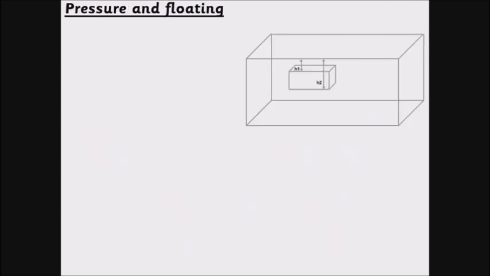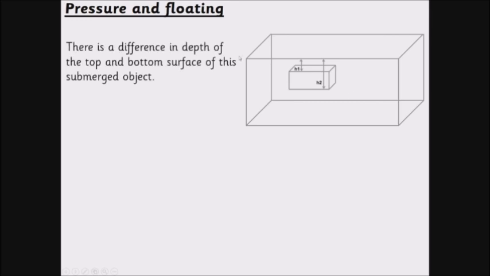Okay, a little bit on pressure and floating. If you look at this box, if we've got a cuboid submerged in a tank of water, let's have a think. There is a difference in depth between the top and the bottom surface. So the top surface is at H1, the bottom surface is at a depth of H2. So what does this mean in terms of pressure?